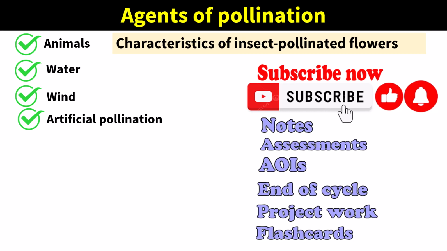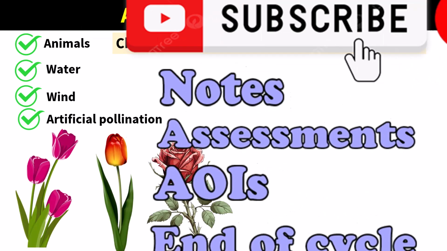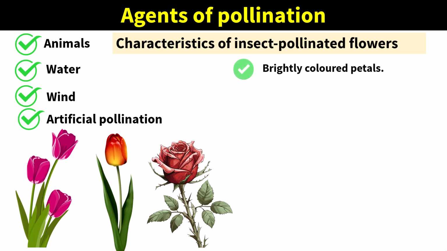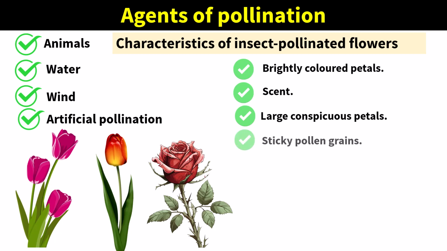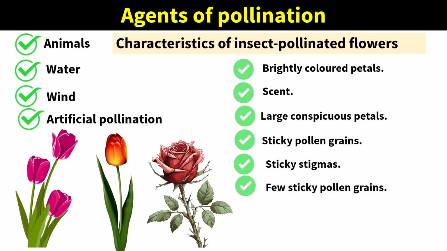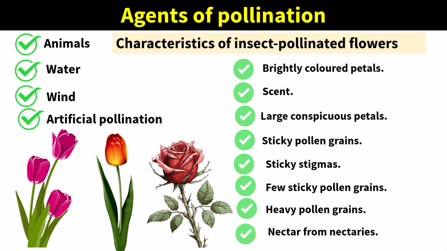Characteristics of insect-pollinated flowers. They have brightly colored petals to attract insects. They have a scent to attract insects. They have large, conspicuous petals, which are landing sites for insects. They have sticky pollen grains, which stick to the insect body. They have sticky stigmas, which hold pollen grains. They produce a few sticky pollen grains. They produce heavy pollen grains. They produce nectar from nectaries to attract insects.